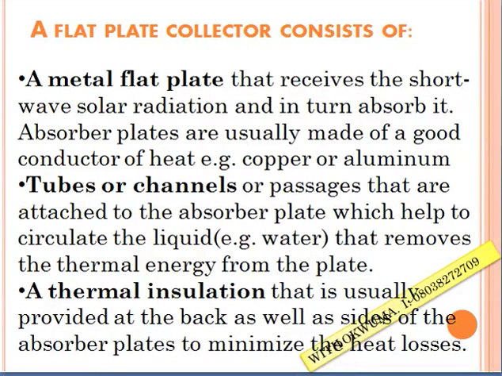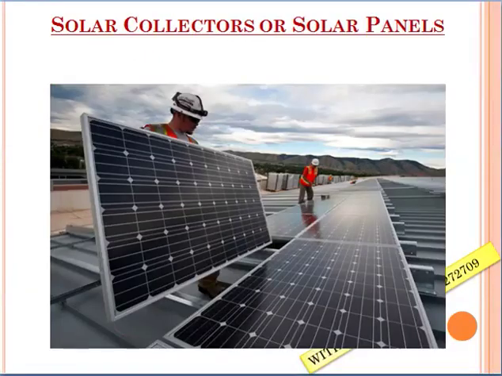So from the diagram we have seen, these are the solar panels, the solar collector. You can see the color, they are darkened to make them a good absorber of heat. You have a special color to be able to absorb the heat from the sun.